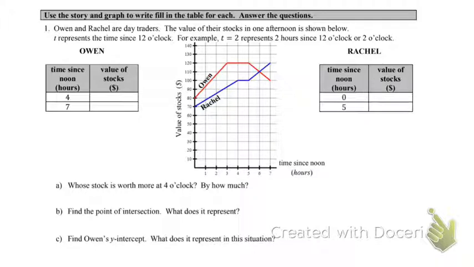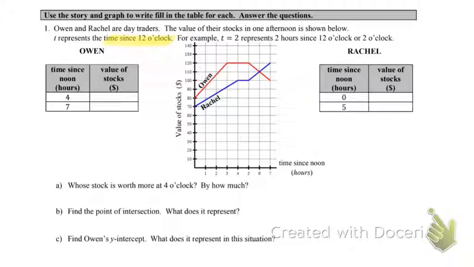All right, so what we've been doing, if you watched the video from Monday, is dissecting tables, like we have here, or charts, and graphs, and basically learning how to read them. In problem number one, it says Owen and Rachel are day traders. The value of their stocks in one afternoon is shown below. T represents the time since 12 o'clock. This is very important information.